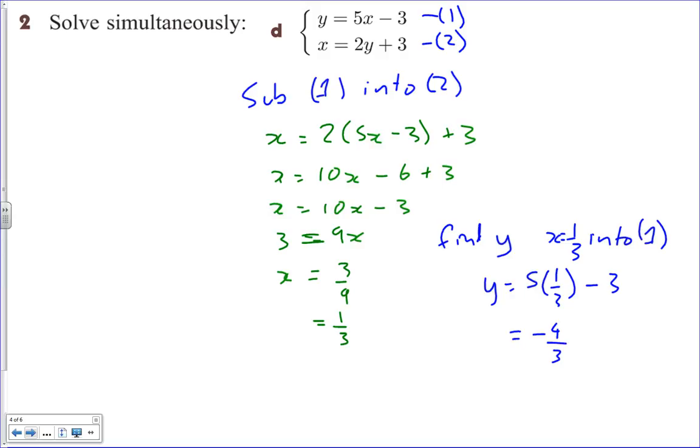So again, let's check. We did sub into equation 1 there to find that one, so let's use equation 2. So 2 times y, which is negative 4/3, plus 3. And we hopefully are going to get it to equal 1/3 this time. So 2 4s are 8, so negative 8 over 3 plus 3. So that's negative 2 2/3 plus 3. That equals 1/3, which is what we wanted.